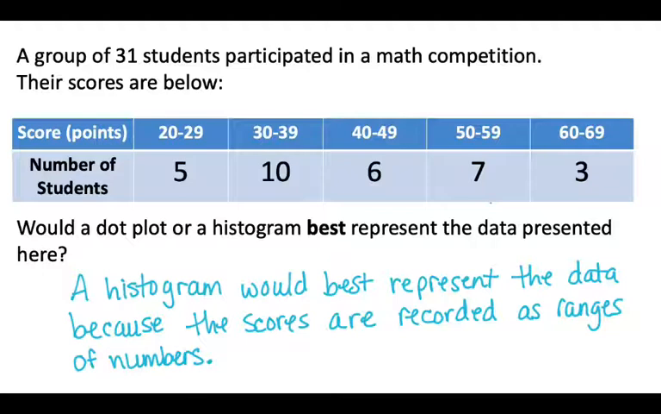So the tallest column after you create your histogram would be the column that's between 30 and 39 scoring points, because there's 10 students in that area. Then the next highest would be 50 to 59, and then 40 to 49, and then 20 to 29. And the lowest column would be 60 to 69 points. So go ahead and pause the video and do your question number 4.